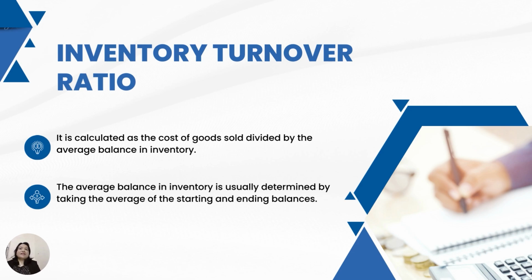To operate at maximum efficiency, a company must keep sufficient inventory on hand to meet customers' needs. However, the company also needs to strive to minimize costs and risk while avoiding unnecessary inventory stockpiles. The inventory turnover ratio is calculated as the cost of goods sold divided by the average balance in inventory. Again, the average balance in inventory is usually determined by taking the average of the starting and ending balances.